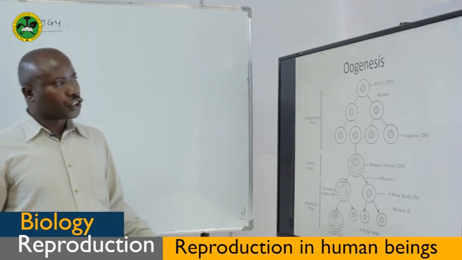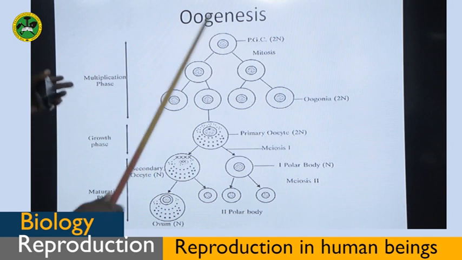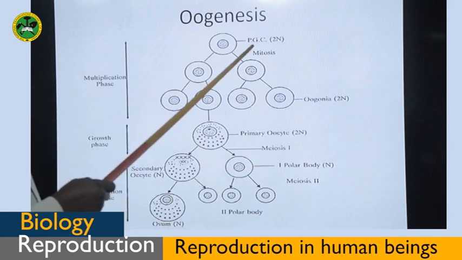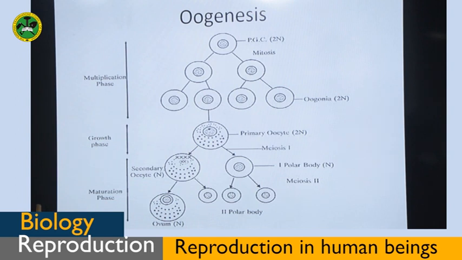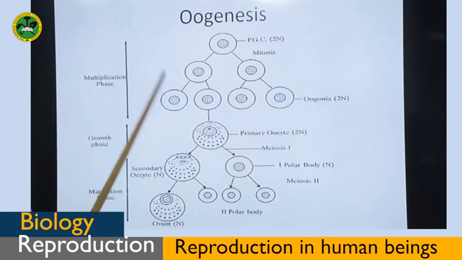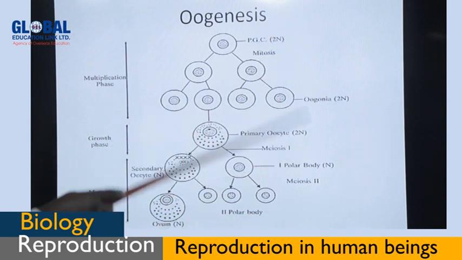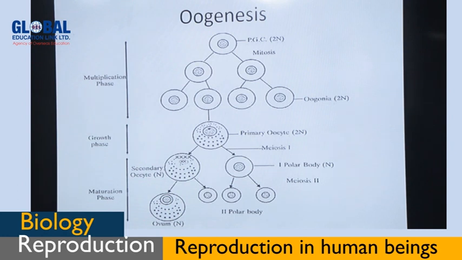The next diagram shows the process of oogenesis. As you can see here, all of you, we have primordial germ cells, the diploid cells, as we said, which are in the Graafian follicle. These undergo mitosis a number of times, producing other diploid cells, the oogonia. As I said before, this phase of forming oogonia occurs during the fetal development.